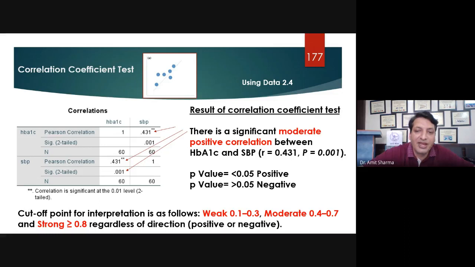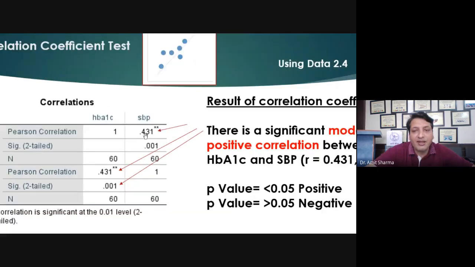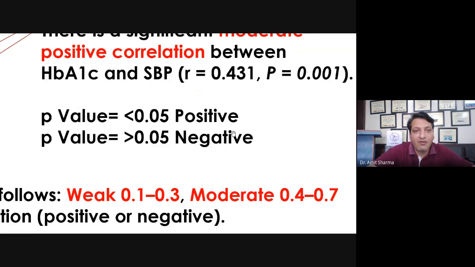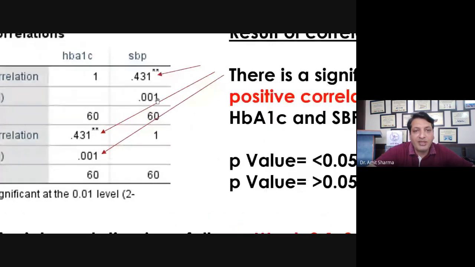So for both sides, we can take either the positive side or the negative side. Clear? So here we can see that our value is 0.43, and 0.43 falls under this range, 0.4. So we can say that there is a moderate positive correlation between HbA1c and systolic blood pressure. And here you can also see the p-value we have got.